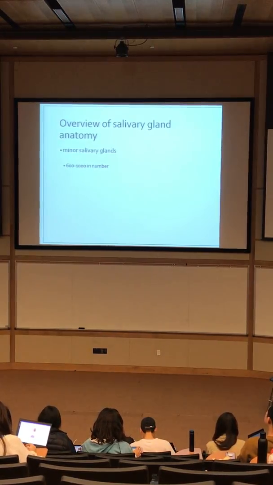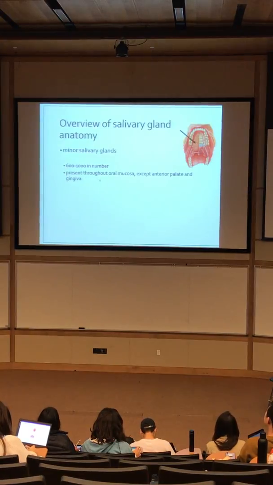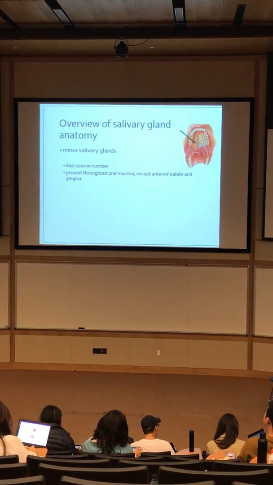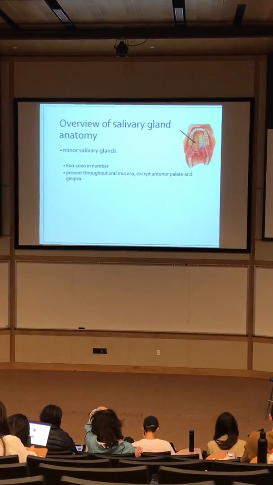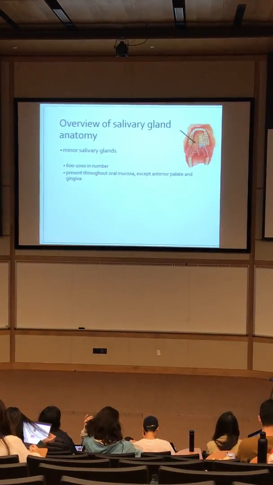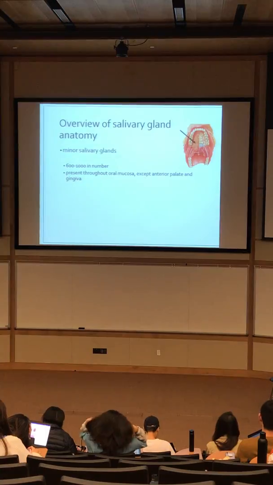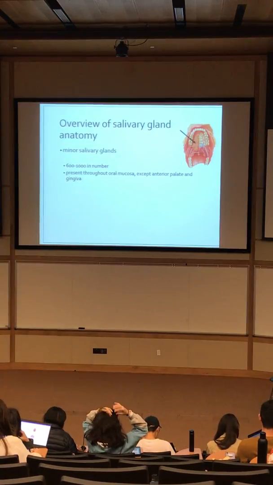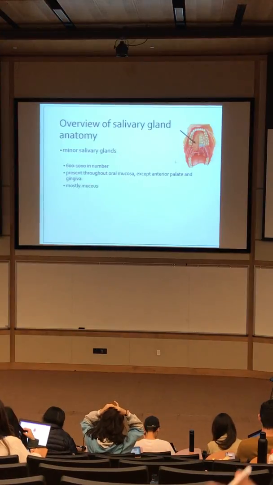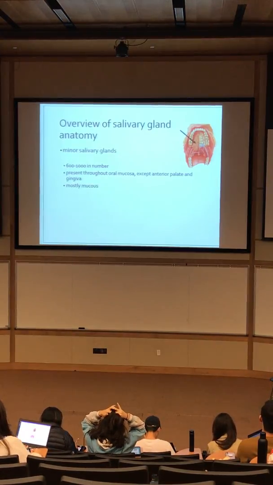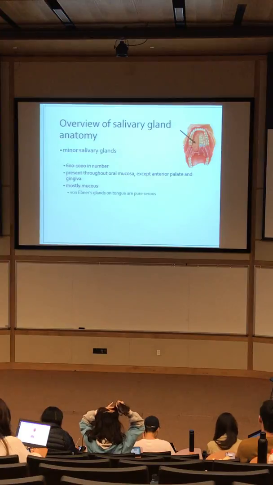They're very tiny. They're present throughout the oral mucosa. The only place you don't really see them is the gingiva, covering the bone, where your teeth are, and the anterior part of the palate. So in this picture from Netter's atlas, Netter has peeled away the mucosa, but he's left the glands on one half of the palate so you can see them. So notice it's just packed with these little glands. They're mostly mucus. There's some serous acini as well, but there's more mucus than serous.